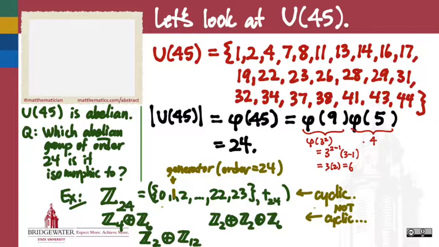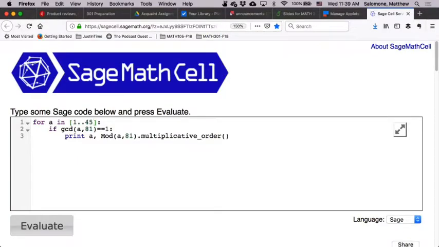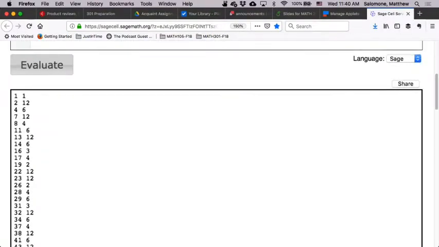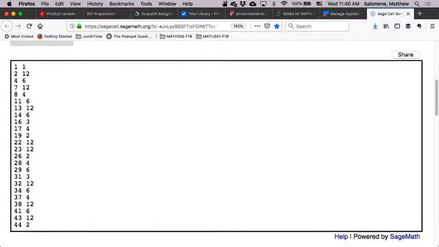So let's go back to U45. If we take all the numbers from 1 to 45 that are relatively prime to 45, so the greatest common divisor of a with 45 is equal to 1, then I can ask Sage for the multiplicative order of that element. That means how many powers of this element it takes before I get back to 1, the multiplicative identity. So this nifty little Sage script is going to list all of our elements of U45 and tell me what their orders are. So here they all are. What we'll see is that U45 has some elements of orders 1, 4, 6, 2, 3, and 12, but no element of order 24.